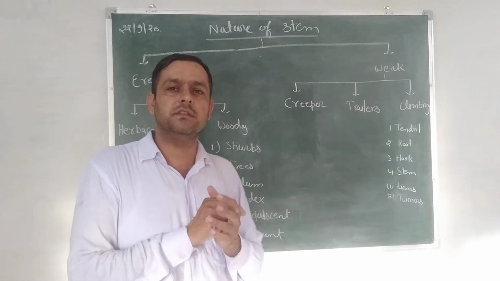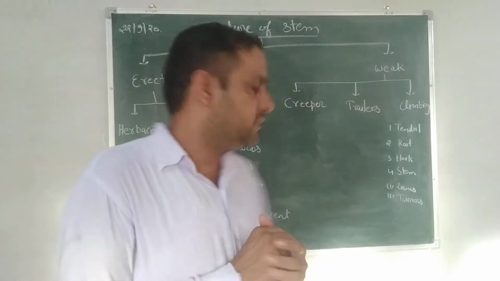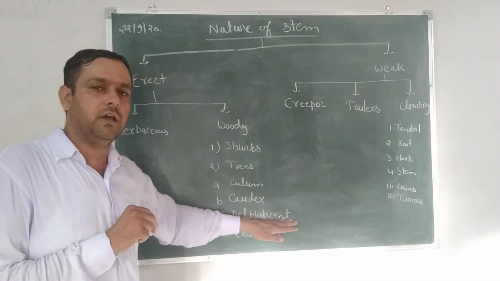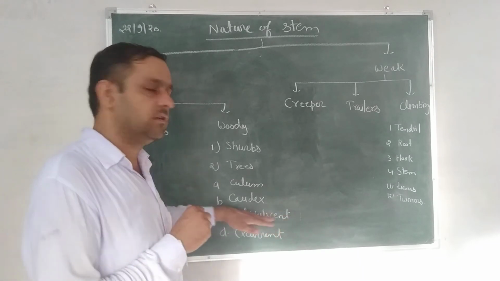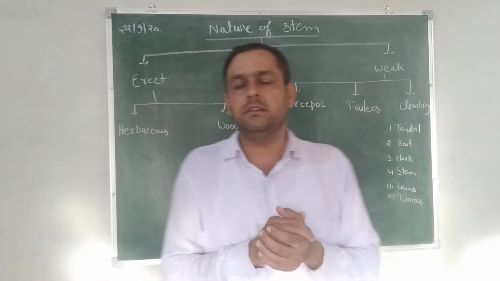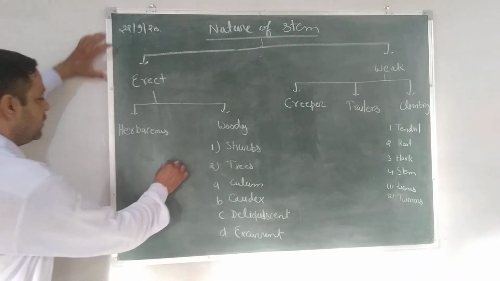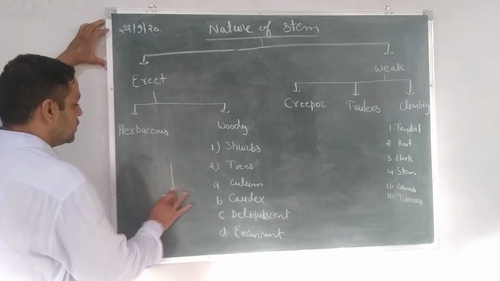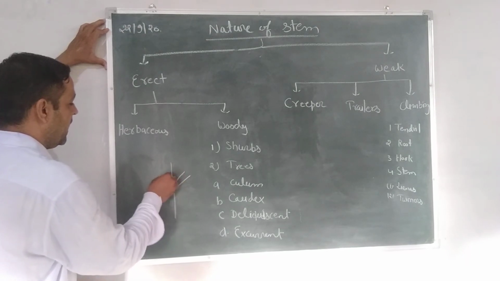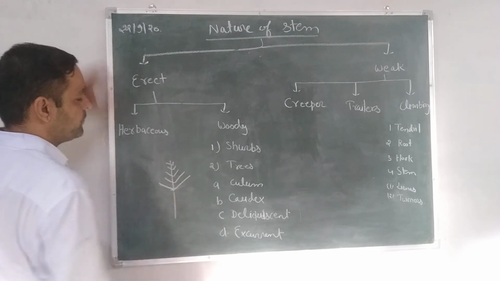Deliquescent means the branches are longer than the main stem, then it is called deliquescent. Example, ficus, neem, peepal. Excurrent: whenever the lower branches are long and upper branches are short, and a conical structure is formed as in pinus, then it is called excurrent.